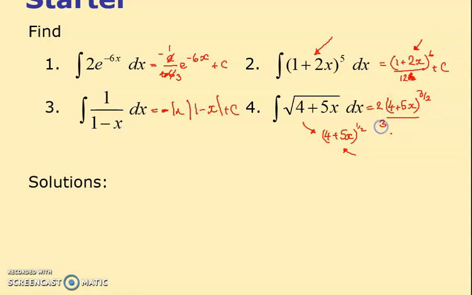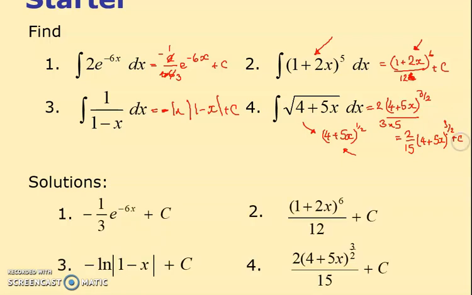I suppose it's best to do that. But I also need to put the 5 on the bottom as well, because when I differentiate that, I get 5. So this gives me, I reckon, 2/15 times 4 plus 5x to the 3 over 2 plus a constant. And that was the only one really I wanted to check. And luckily I got that 12 in the end.